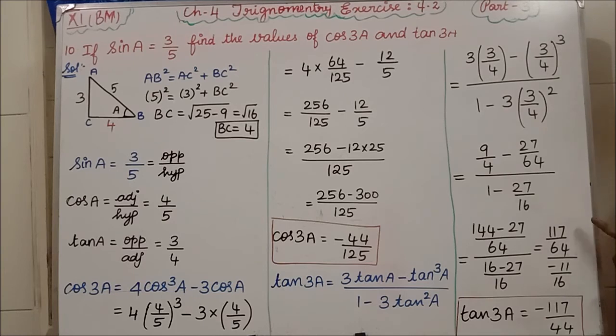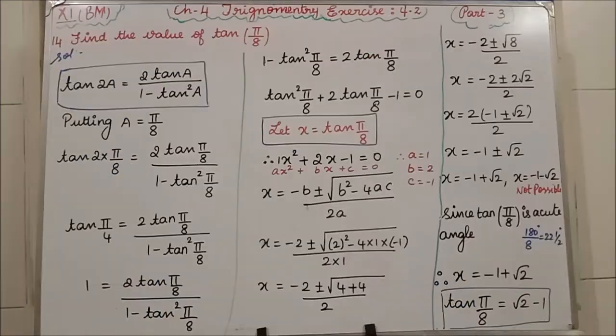The next step, what do you have to do? Into 16 divided by minus 11. After cancelling, if you multiply, we will get minus 117 divided by 44, which is the answer for tan 3a. Clear students, all of you, the 10th question. Easy only, you have to be thorough in the formulas. Next we will see the 14th question.